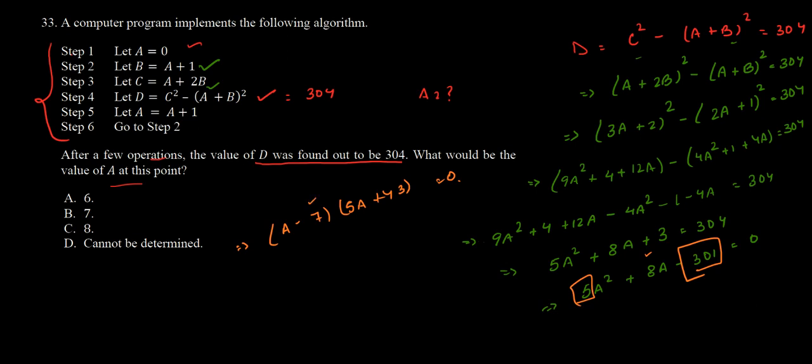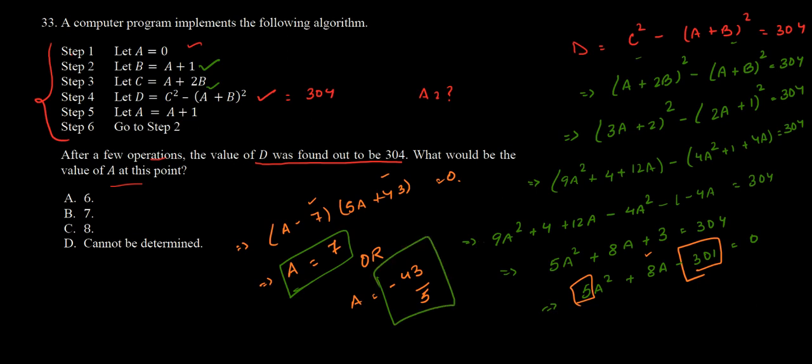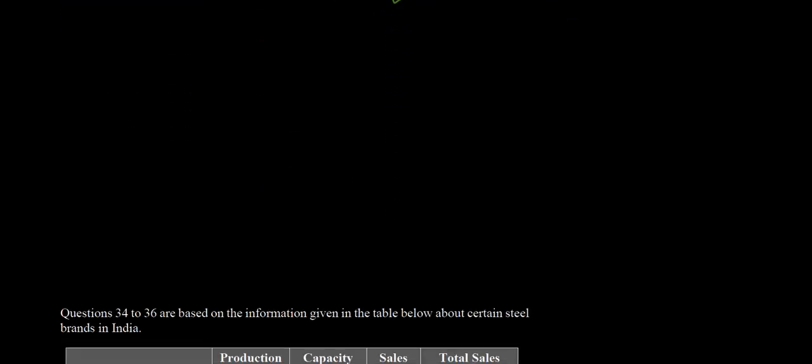So we will find these two equations, and in this case either A can be equal to 7 or A can be equal to minus 43 by 5. But from this problem, obviously A has to be a positive integer. So in this case A should be equal to 7, because a negative fraction cannot be a possible value of A in this problem. Hence option B should be the correct answer, because option B says 7. Now let's move on to our next question.